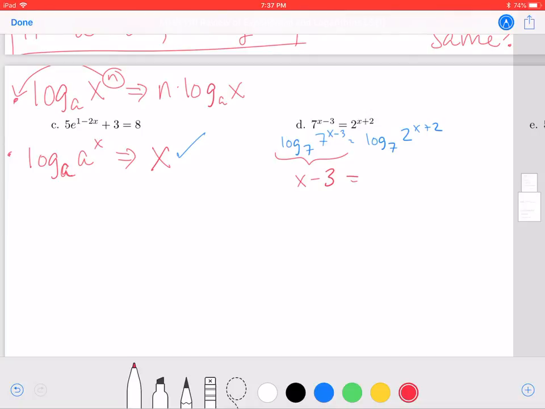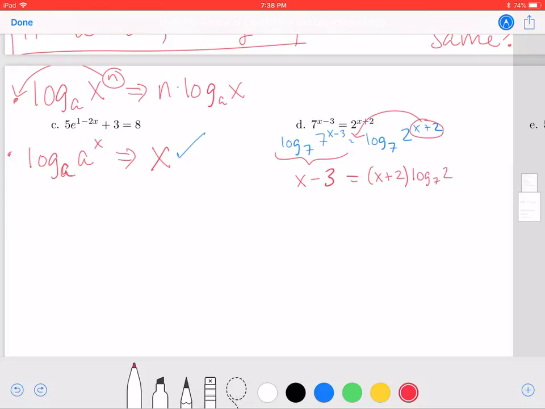On the right side of the equation, these will not cancel out, but I can take this exponent and move it down to the front. And because that exponent is x plus 2, I'm going to put parentheses around it so that I don't forget that it's distributed. The whole expression is multiplied by the log term. So I'm left with x plus 2 times log base 7 of 2. Okay. So I have an x over here, an x over there. Not a simple problem to solve.